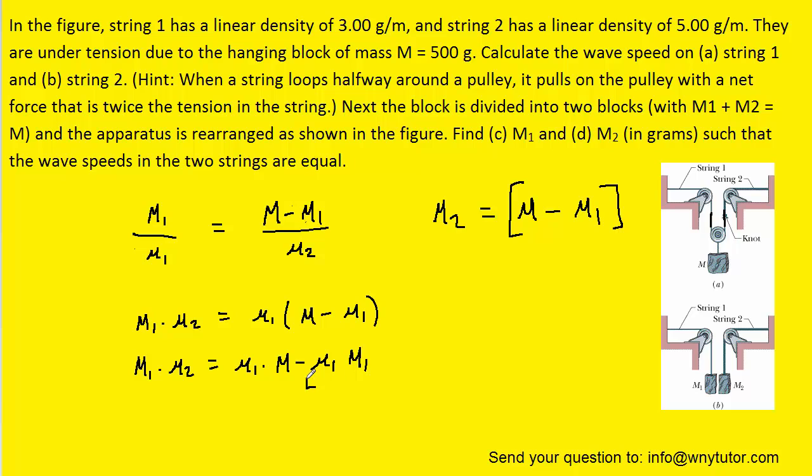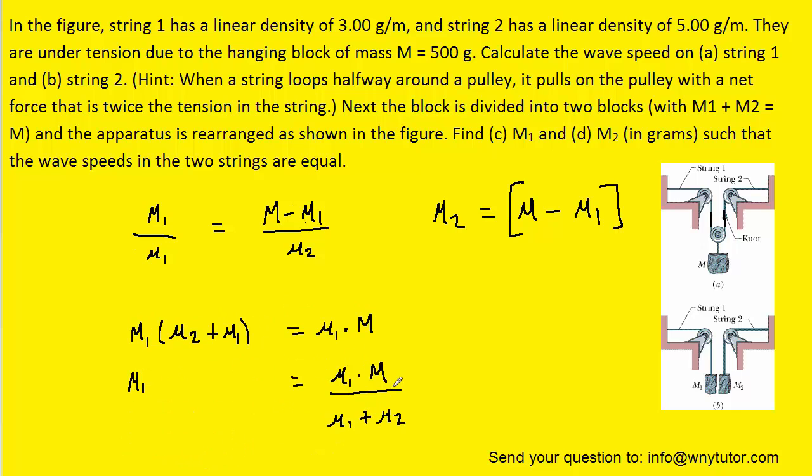We'll then add this term over to the left side so we can get the M1 terms near each other. We could then factor out an M1. We will then divide both sides of the equation by the term in parentheses. I suppose we could get a little bit fancy and divide each term by mu1. That way it will cancel from the numerator, and this term here will become just a 1.